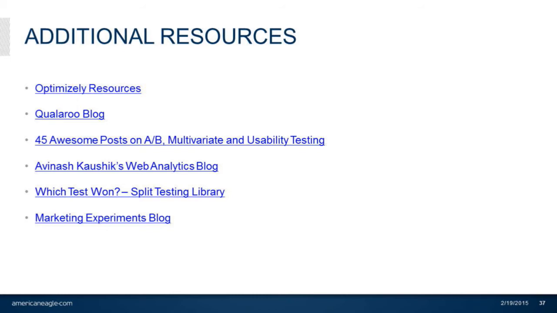I've got Optimizely resources. Qualaroo, the exit survey, page-level survey program, has a fabulous blog. There's 45 posts on multivariate and A/B testing. Avinash Kaushik, if you've heard of him, is a web analytics guru. He's got a fantastic blog that talks about finding actionable insight in your Google Analytics program.